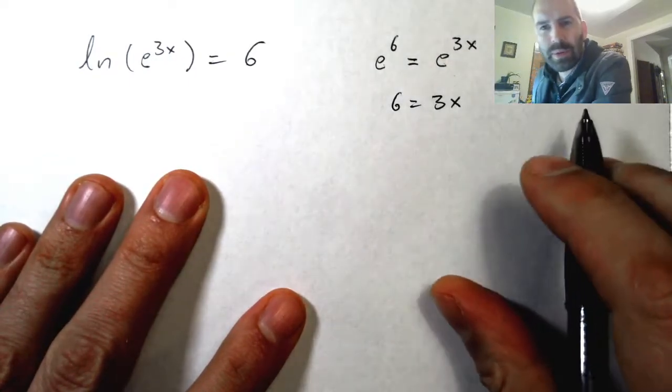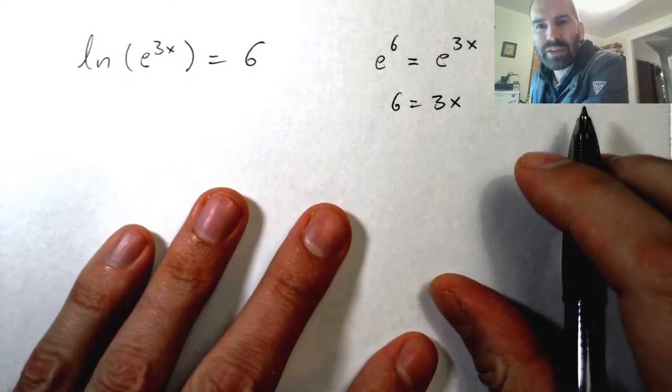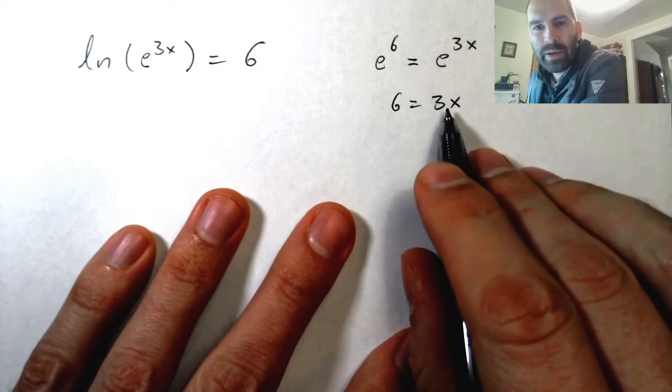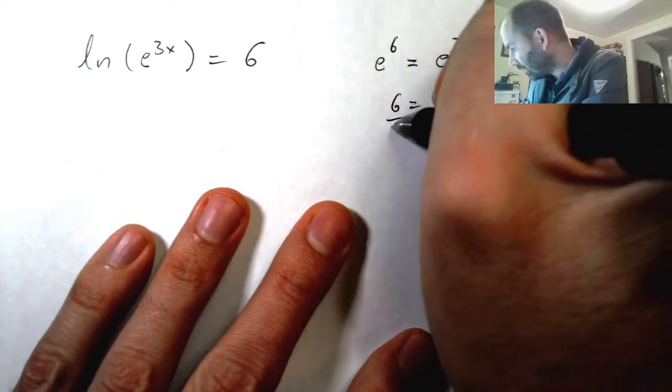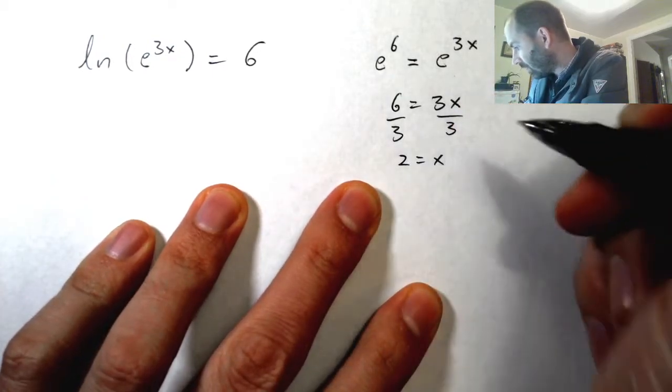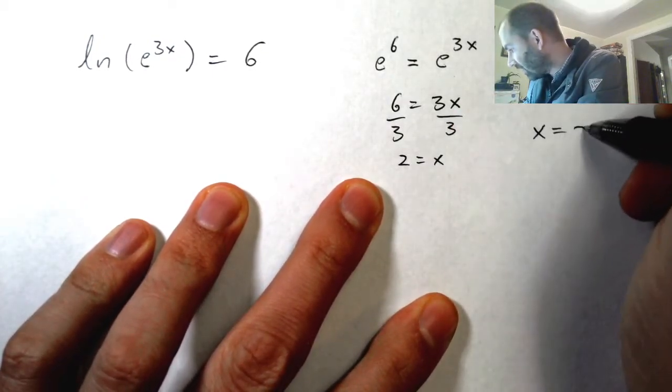Watch one of my previous videos about the one-to-one property of exponential functions to see more on that. Right, so then we divide by 3. So there's our answer, x equals 2.